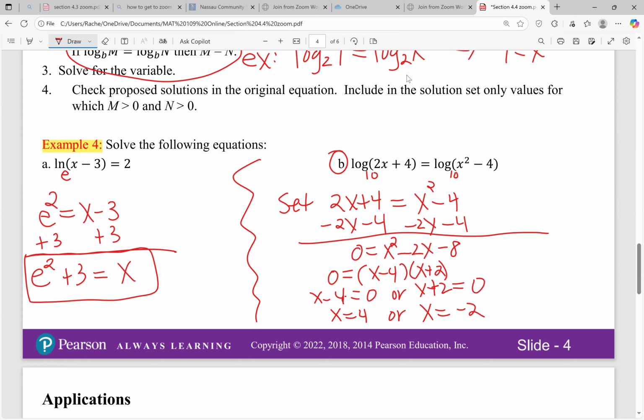But let's check them. Let's see which ones make sense. So let's check x equals 4. If x was equal to 4, then I would have the log of 2 times 4, right, which is 8. 8 plus 4 is 12. So I would have the log of 12. And that would be equal to the log now of x squared, but we're testing x equals 4, right? So 4 squared is 16. 16 minus 4 is 12. And log 12 is equal to log 12, right? So 4 checks out.